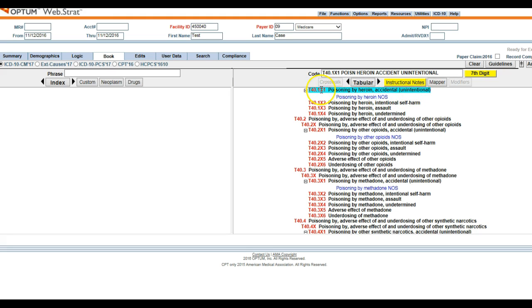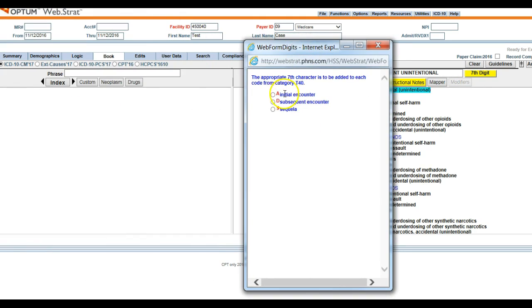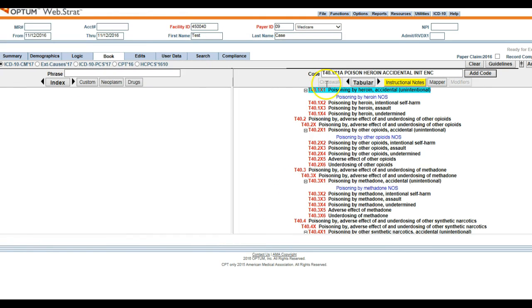Pretty much what we would look for is poisoning by heroin, accidental, unintentional. Now this is the correct code, but we need a 7th digit character. As we can see in the scenario, it tells us that this is the initial encounter, the first time the patient is being seen, so your initial encounter would be an A at the end. So that's our first code.